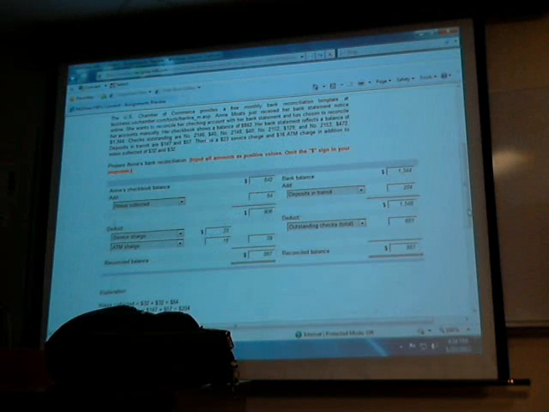Now, is there anything left? Yes, one more thing. In addition to notes collected, what did I say last class period? If you're collecting a note, that means somebody's paying you money. So you're going to add that to your records, right?